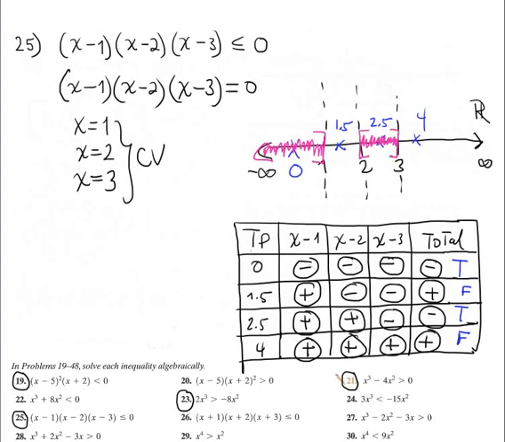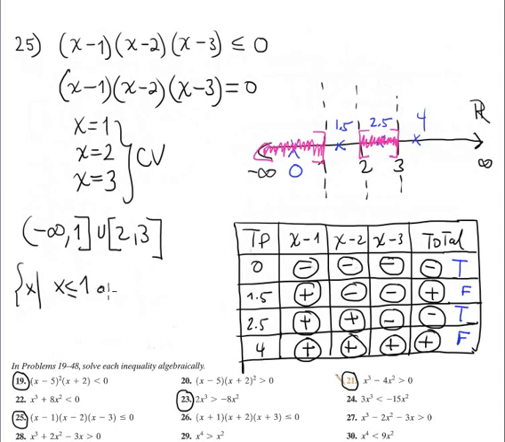Now, the solutions. The solution set in interval notation is from negative infinity, comma, 1 bracket, union, bracket 2, comma 3. In set notation, it is the values of x such that x is less than or equal to 1, or x is in between 2 and 3, including both.